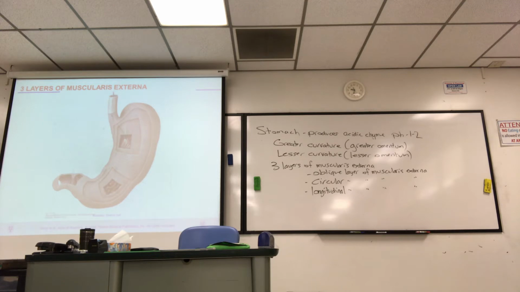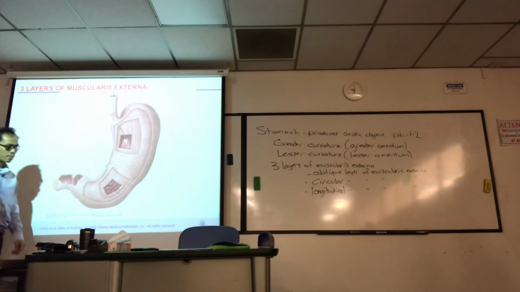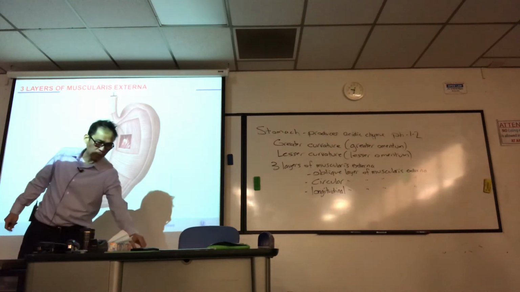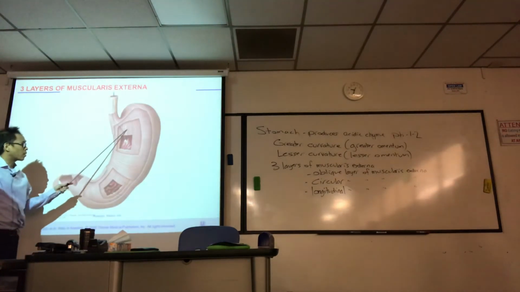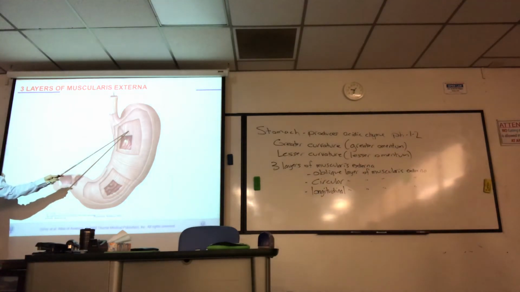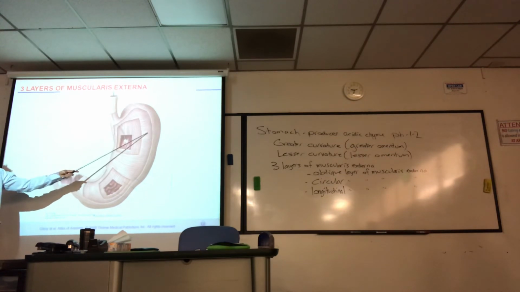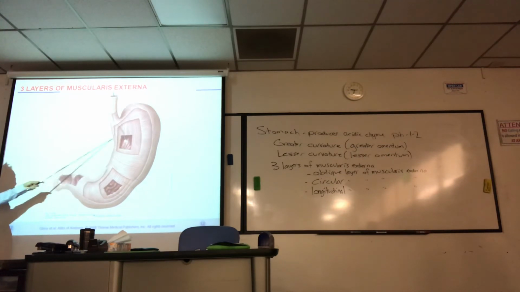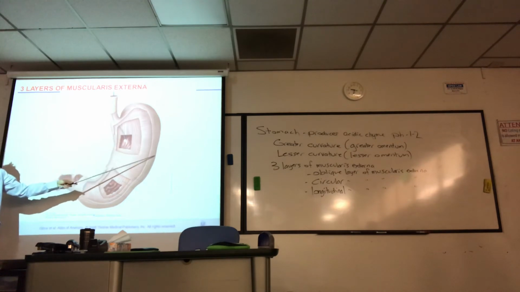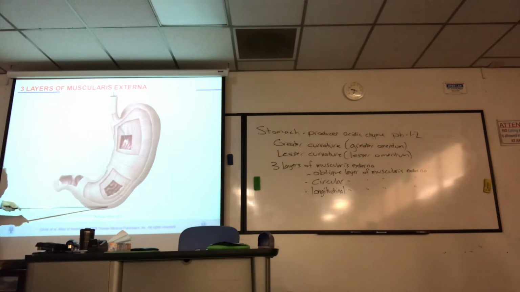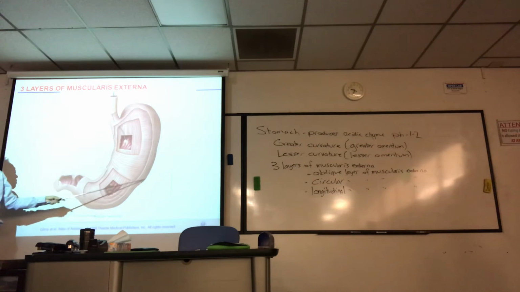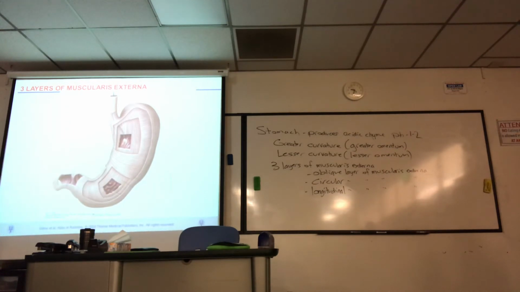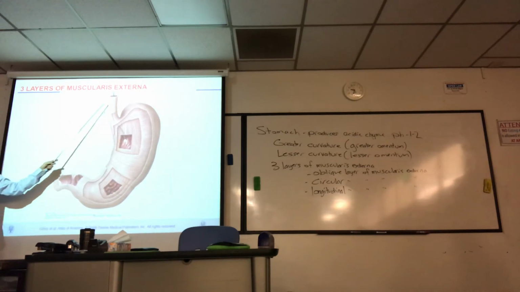Well, anyways, let's see if we can identify the layers on this picture. If I'm pointing to the innermost layer right here, what am I going for? Oblique. Okay, and look how the fibers are oriented. Next to this layer is the circular layer, wrapping in a circle around it. The longitudinal layer, the fibers run more or less in this longitudinal fashion. That layer out there, the outermost layer, is the serosa.